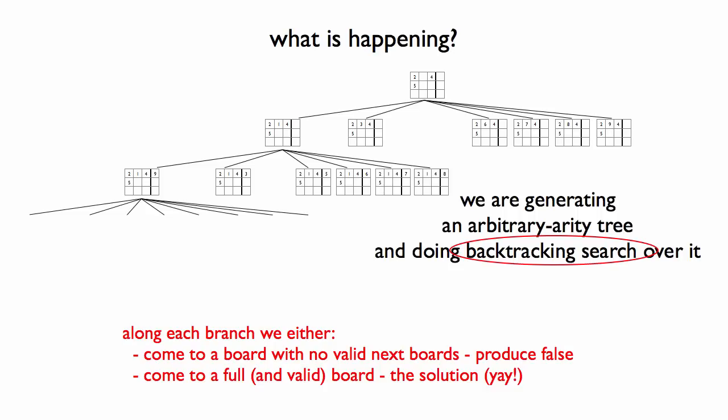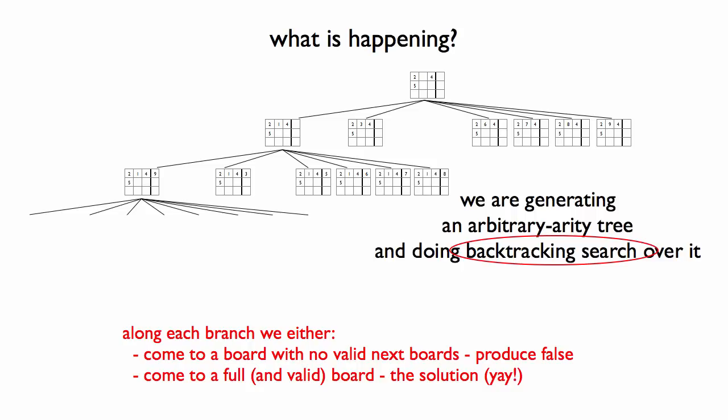And we're doing a backtracking search over it. Well, the reason we're doing a backtracking search is we're going to keep exploring this tree until we come to a board that has no valid next boards. That's a board with no children. And what do we usually do when we're searching for something and we wind up nowhere? We produce false. That's the idea of backtracking. When you get to looking for something in nothing, you're in trouble. So you produce false.